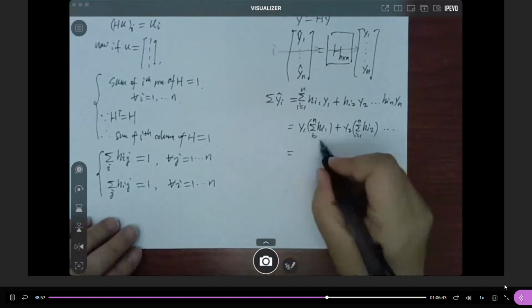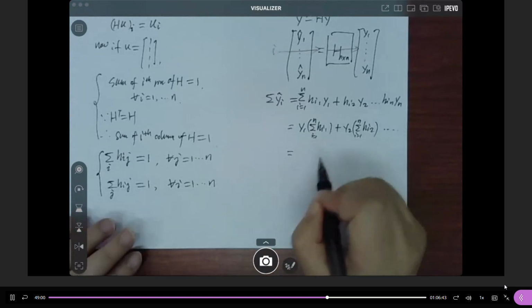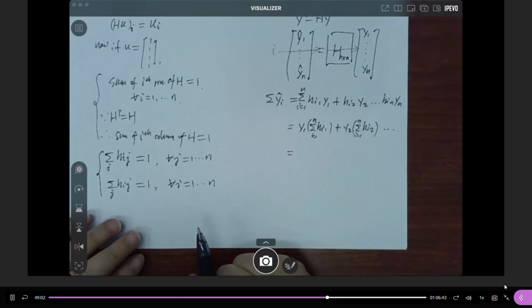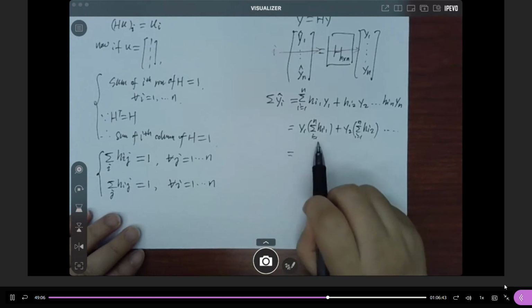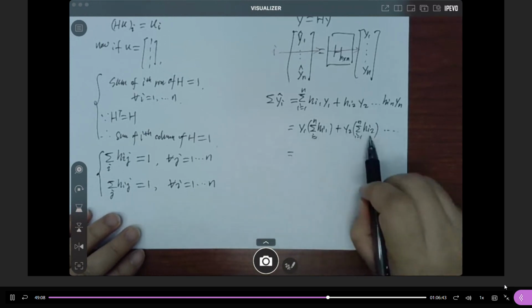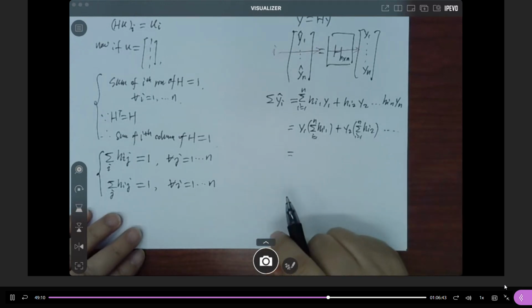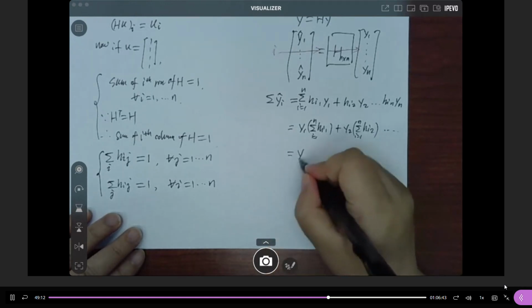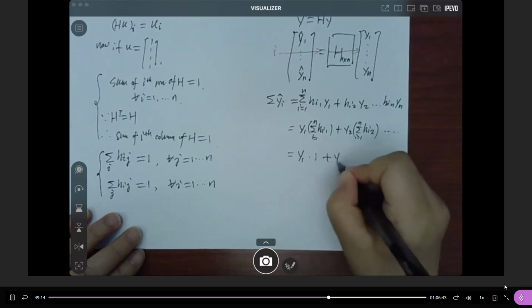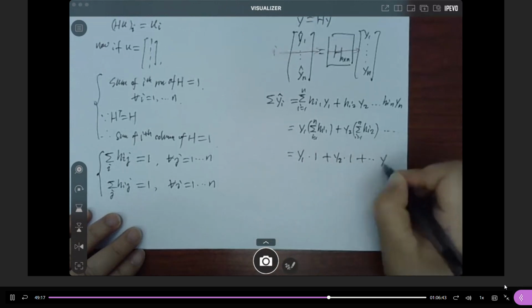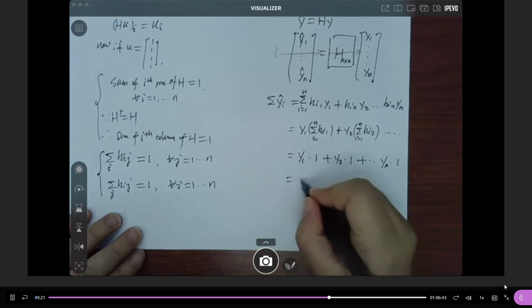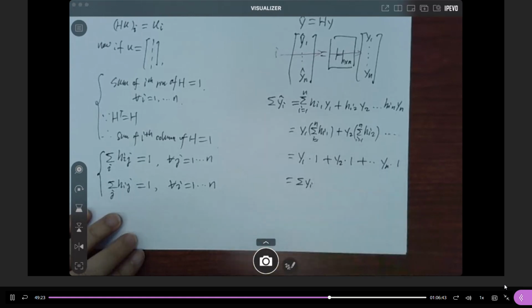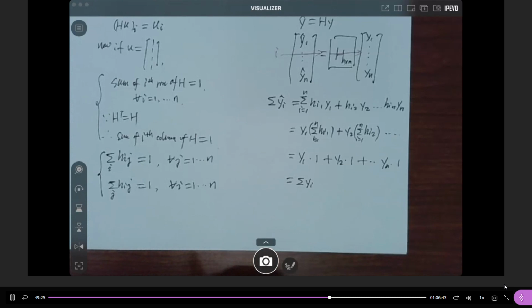Agree? Then you basically have the summation of any column equal to 1. This is summation h_i1, i goes 1 to n. So the first column, second column, all the way to the nth column. Every column sums to 1. So you have y1 times 1 plus y2 times 1 plus yn times 1. Every y times 1. That is summation yi. Okay?